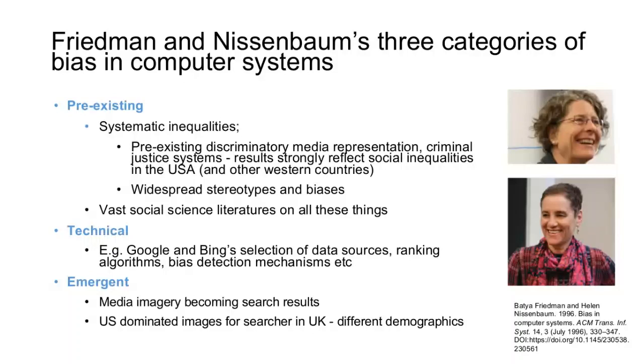And then there's the technical aspects of bias as well. So obviously, there's the things such as selection of data sources, the ranking algorithms, any bias detection mechanisms that they may or may not be using. And then there's the emergent aspect as well. And I think we see something really quite interesting here when media imagery from news media and stock imagery and so on become search results. It really shines a spotlight on some of the really problematic issues in that media imagery that's circulating all around us in different ways.